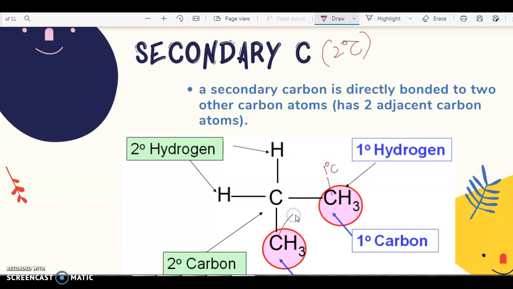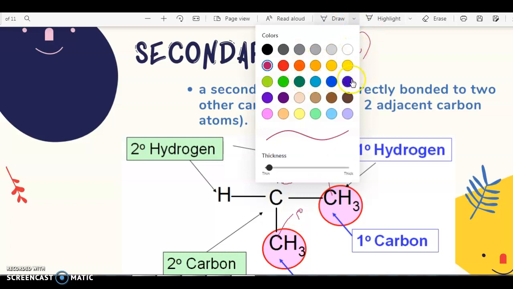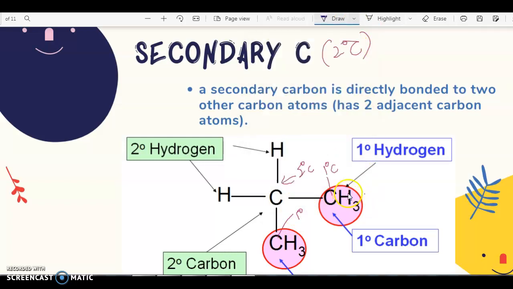Sebab apa? Sebab dah 3 bond dengan hydrogen, another one mesti dengan carbon. So kalau awak nampak CH3 je, terus dia akan jadi primary. So now kita tengok carbon yang ini pula. So carbon ni has 2 hydrogen. So another 2 bond dengan carbon. So it is secondary carbon. So now kita tengok hydrogen dia pula. So hydrogen yang dalam CH3 ni, so all of these 3 hydrogen, since they are bonded to primary carbon, so automatic ini akan jadi primary hydrogen.